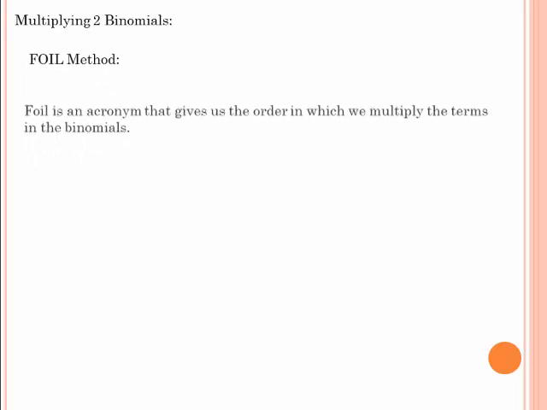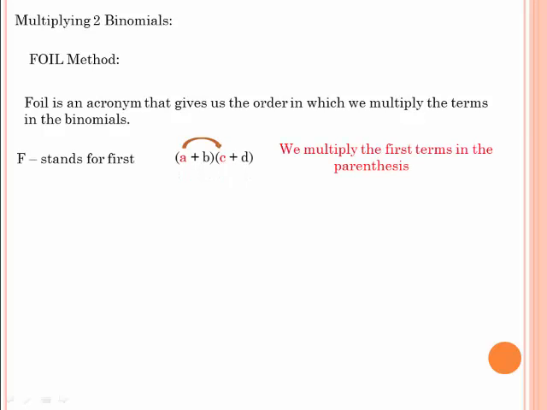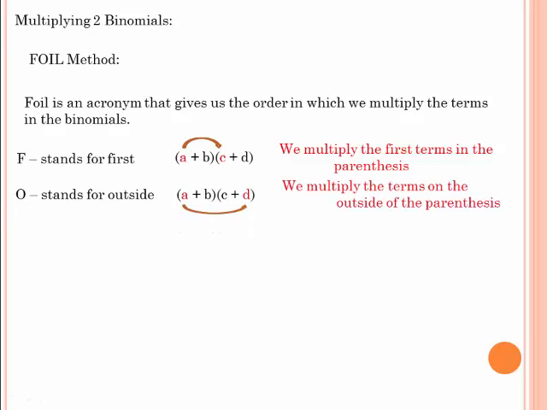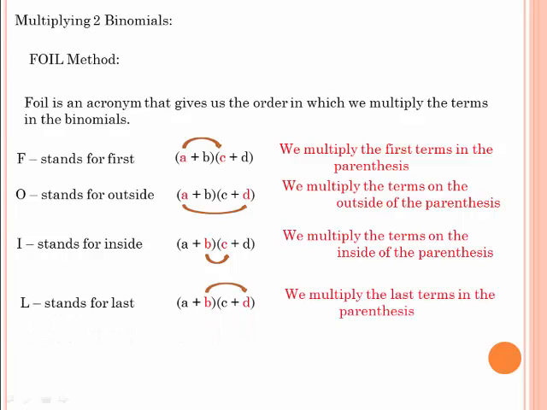Okay. When we multiply two binomials, there are two methods we can use, the FOIL method or the table method. FOIL is an acronym that gives us the order in which we multiply the terms in the binomials. FOIL stands for first. Those are the first terms in the parentheses. Outside. These are the two terms on the outside of the parentheses. Inside. These are the two terms on the inside of the parentheses. And last. These are the two terms at the end of the parentheses.